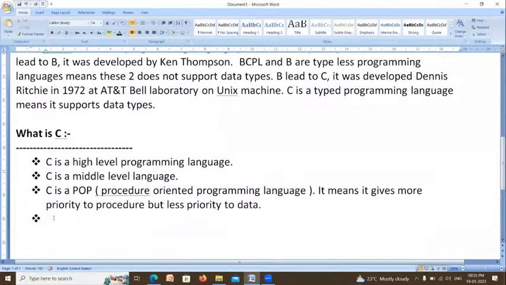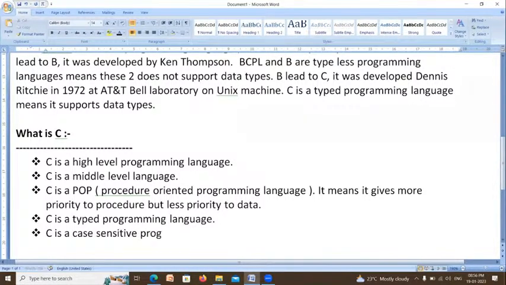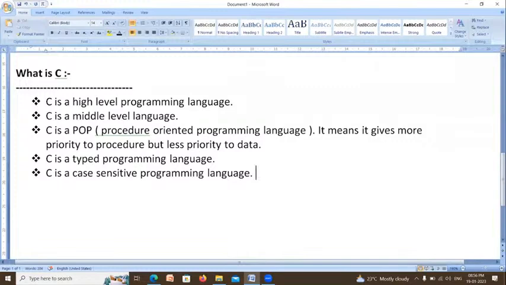Right. C is a typed programming language. What is the meaning of this? It supports data types. C is a case sensitive programming language. What is the meaning of case sensitive? Suppose it is small a.